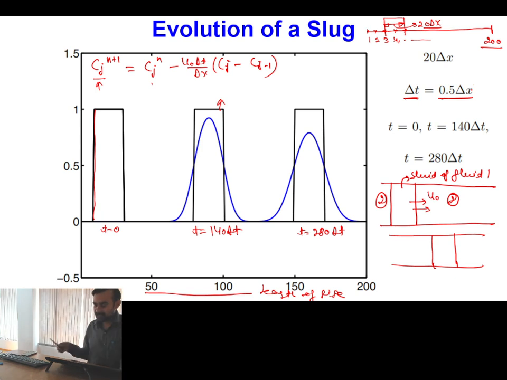What will be my initial condition? Initial condition will be everywhere I will be having 0, 0. The 20 cells which contain the slug, these will be having value 1, 1, 1, and then again the value will be 0, 0, 0 everywhere. Is this point clear?